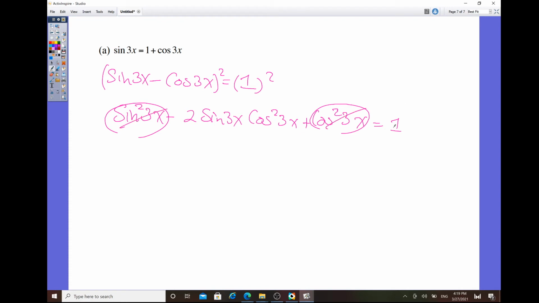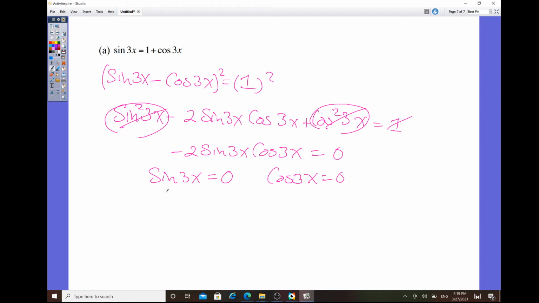So 1, 1, it all cancels. Both sides got canceled. So what's left here is just negative 2 sine 3x cosine of 3x equals 0. We don't need that square because that's a binomial expansion. So that means sine of 3x equals 0 or cosine of 3x equals 0. So what are those solutions right here?